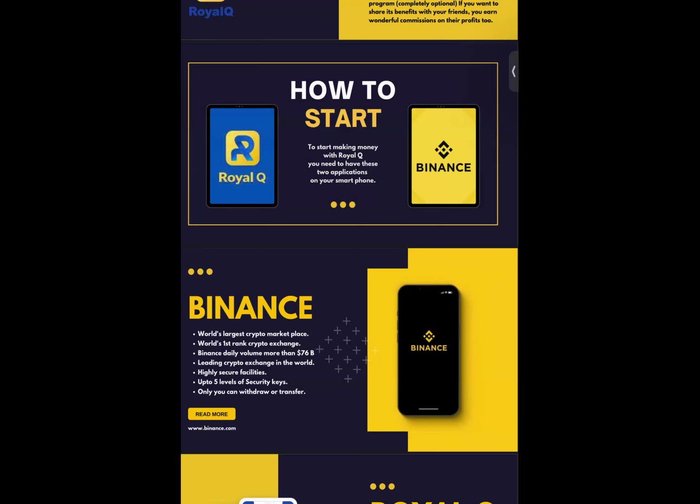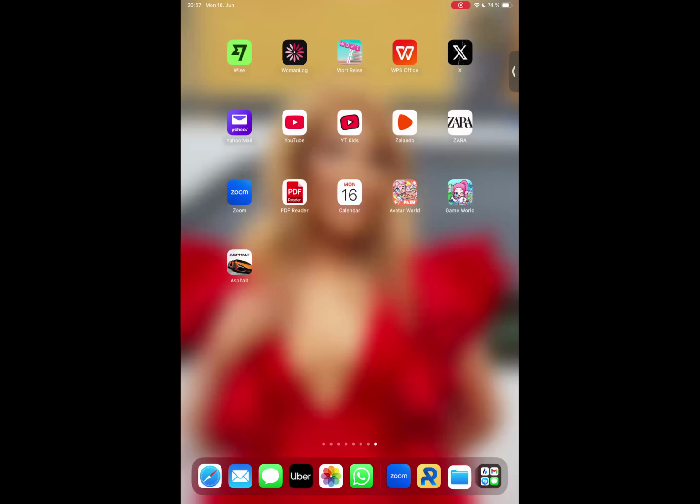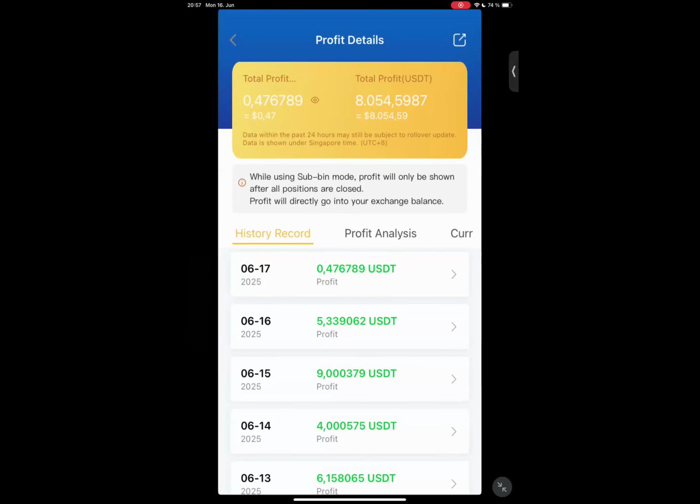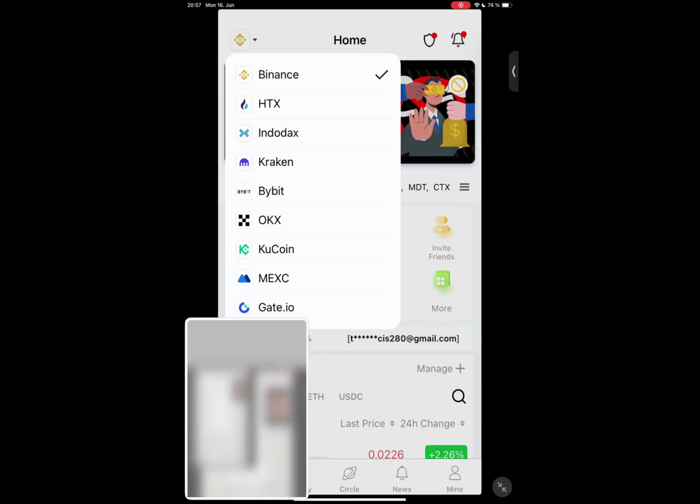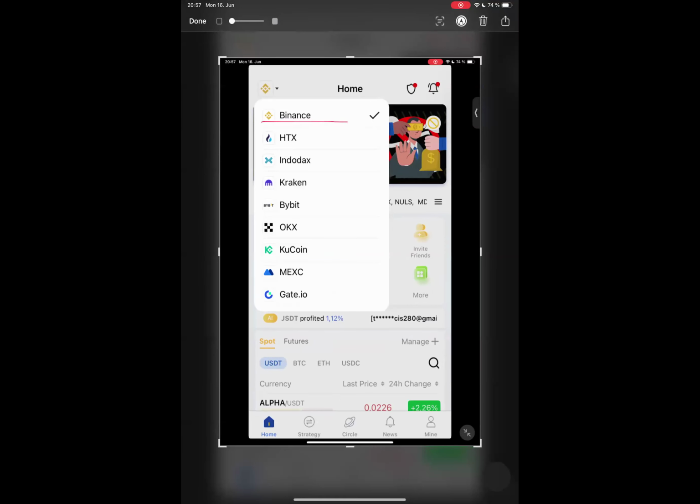Then another app you need is the exchange. And in Royal Q, one can connect to 9 different exchanges, one robot connected to 9. So these are the 9 exchanges. I hope my message is delivering well. Binance, HTX, Indodax, Kraken, Bybit, OKX, KuCoin, MEXC, Gate.io. These are all the 9 exchanges you can connect to Royal Q.